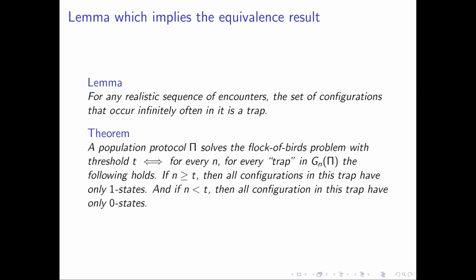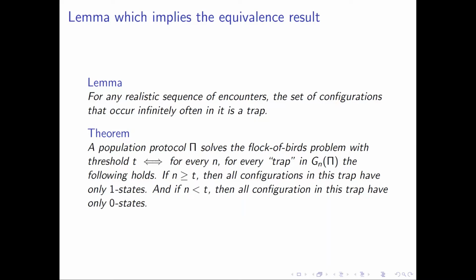Why is that? This is a really simple consequence of the lemma. If I run my protocol over a realistic sequence of encounters, then all the configurations that occur infinitely often are in some trap. But we know that in a trap, there are only configurations that have only one state. So after some finite prefix, all configurations I have obtained by running my protocol over this sequence of encounters have only one state.